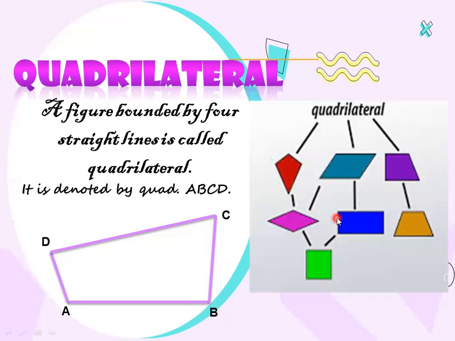There are some more types of quadrilateral here. As you can see, all these shapes are quadrilaterals. This is a rectangle, this is a square. These are different figures, but all these figures are bounded by four straight lines. Line number 1, 2, 3, 4. So all these shapes have four sides, and all the four sides are bounded with each other. So you will say that these all are quadrilaterals. I hope it is clear.